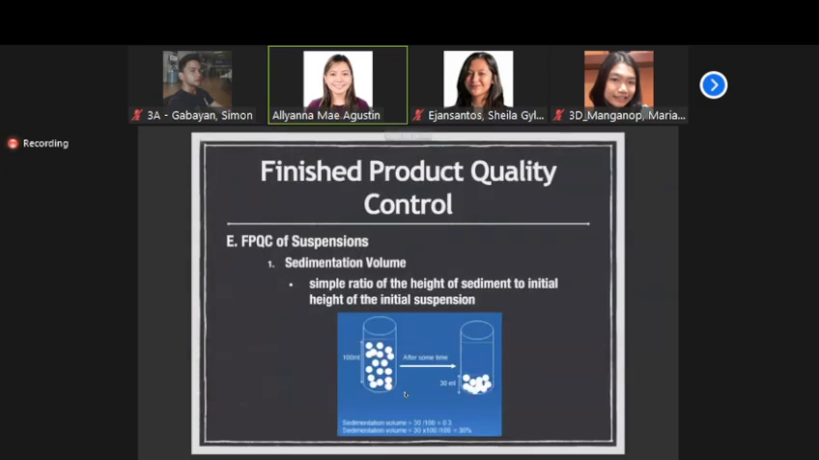No? So, next, chemical. So, presence of degradation products and potency. Okay, next, for suspensions, we have your sedimentation volume. So, it's a simple ratio of the height of the sediment to the height of the initial suspension.